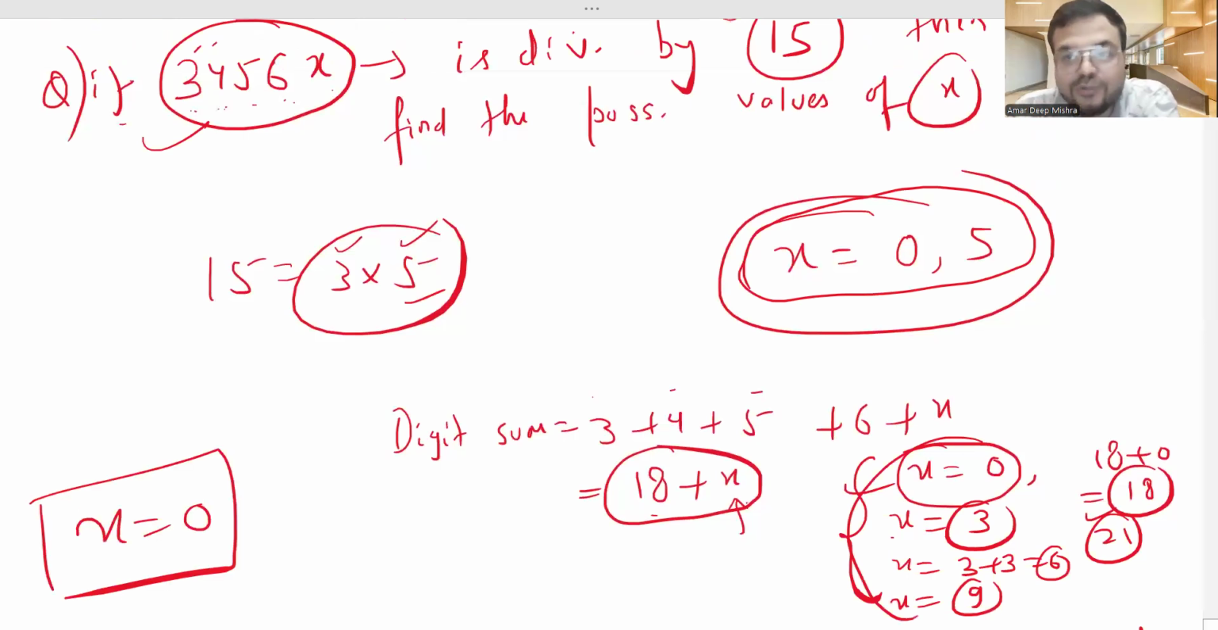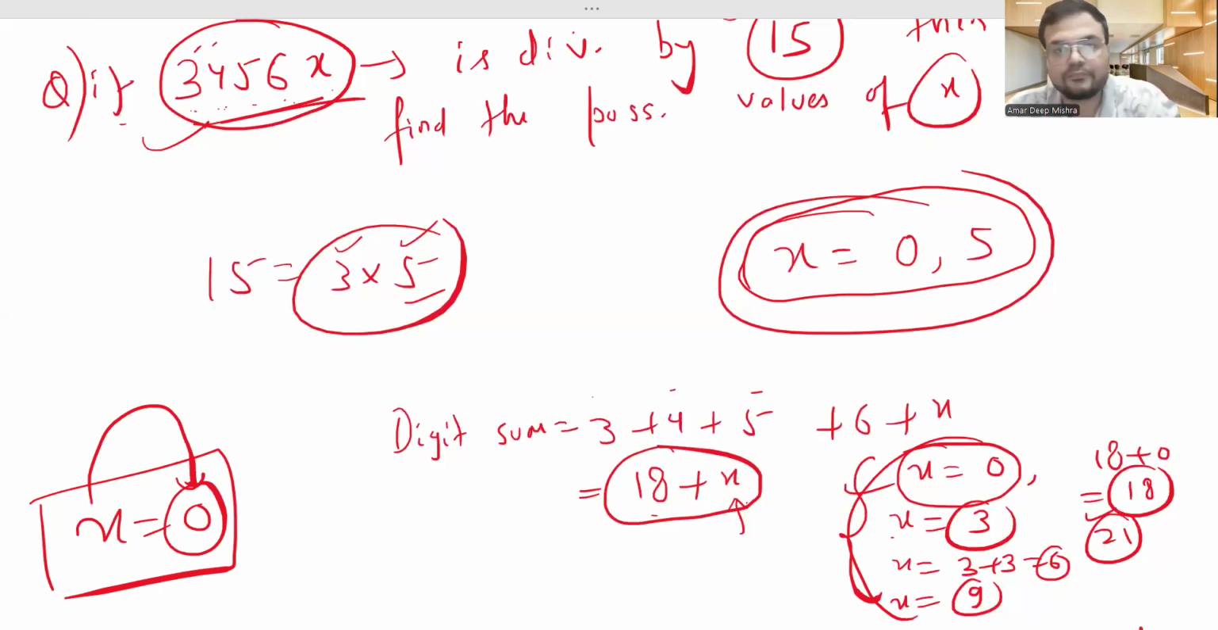X equals 0 is fulfilling the condition of divisibility by 5 as well as divisibility by 3. So if this number is divisible by 15, then only one value of x is possible, that is 0. Getting it? I hope this is clear. If this is not clear to you, you can put your doubt in the comment box, or you can rewind the video and watch it again.